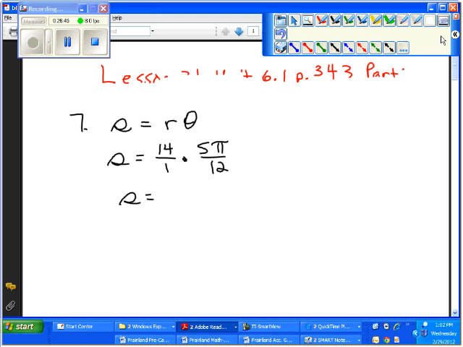If you wrote it as a fraction, you could say 2 goes into 12 6 times, 2 goes into 14 7 times. 7 times 5 is 35 pi over 6. That's the exact answer. It did say, though, round to the nearest tenth. So what you're going to do is plug that in the calculator: 35 pi, divide 6, and get a decimal.